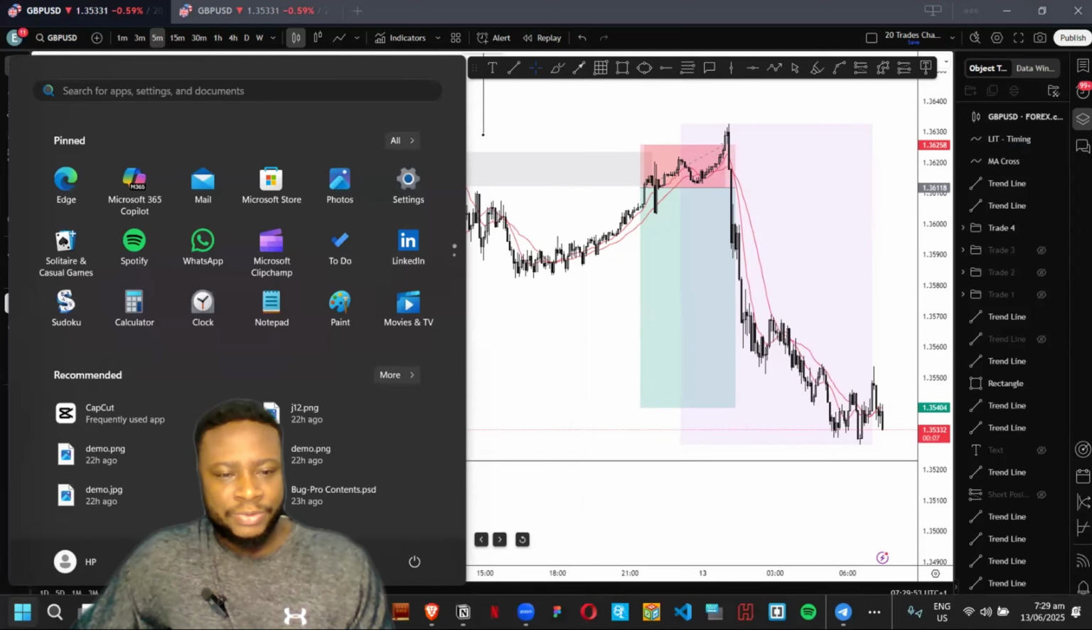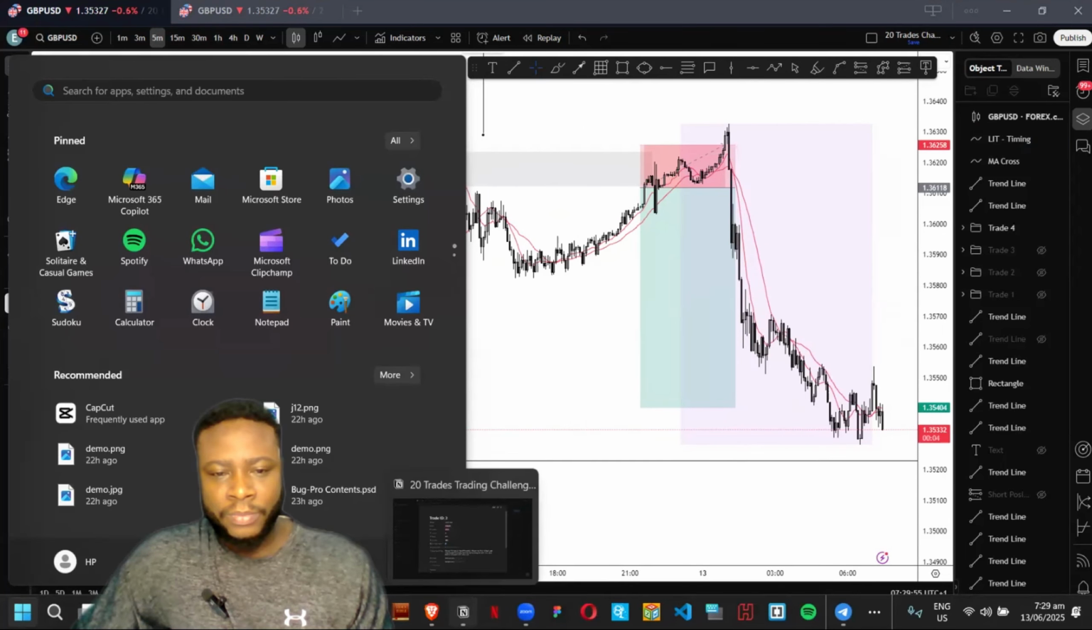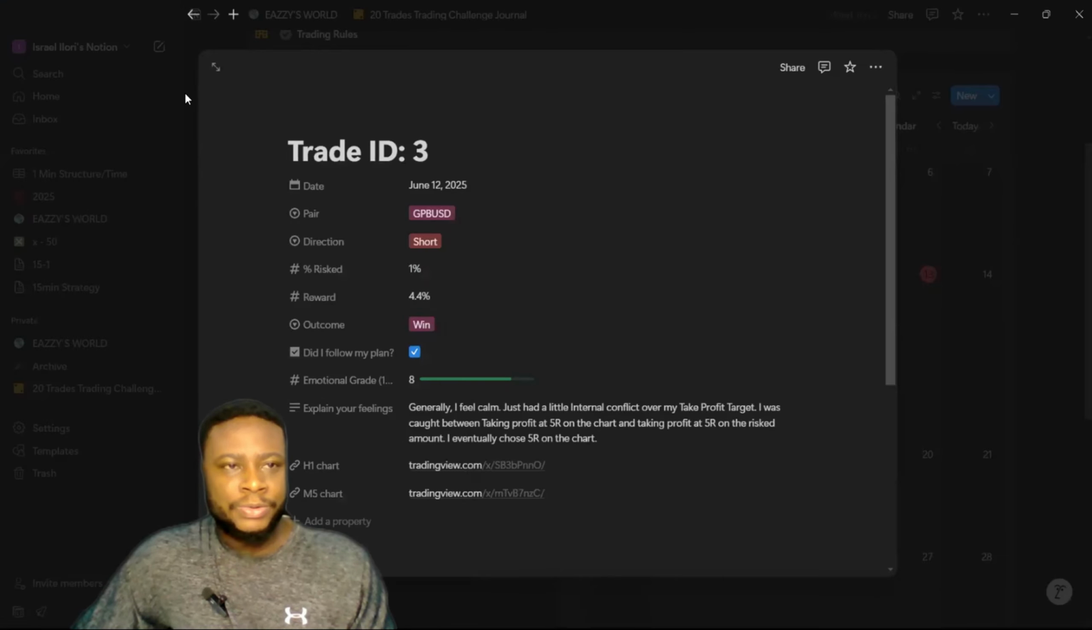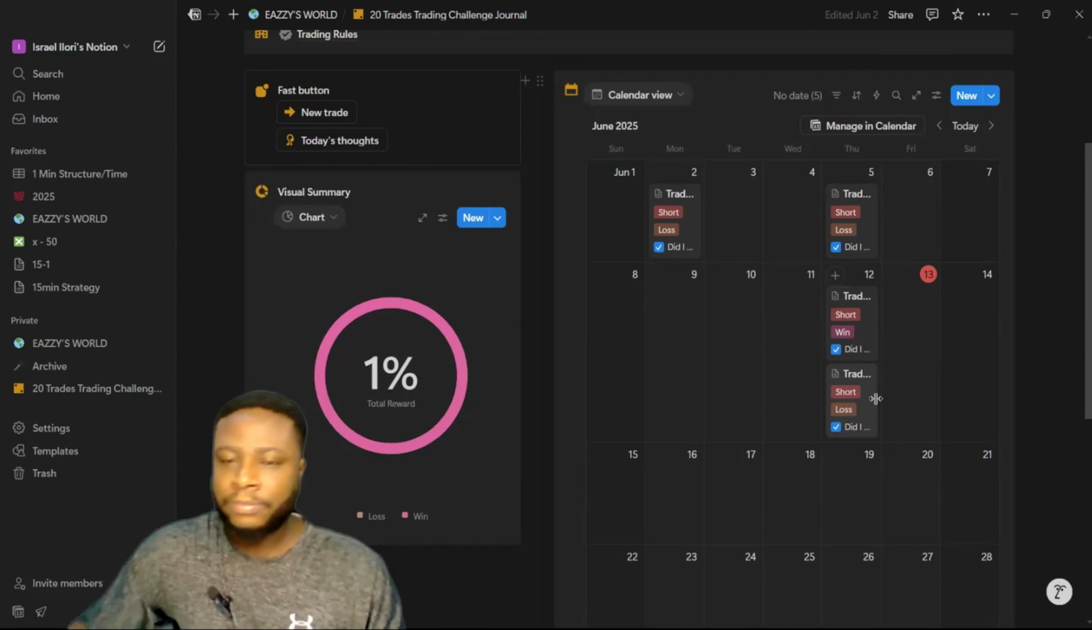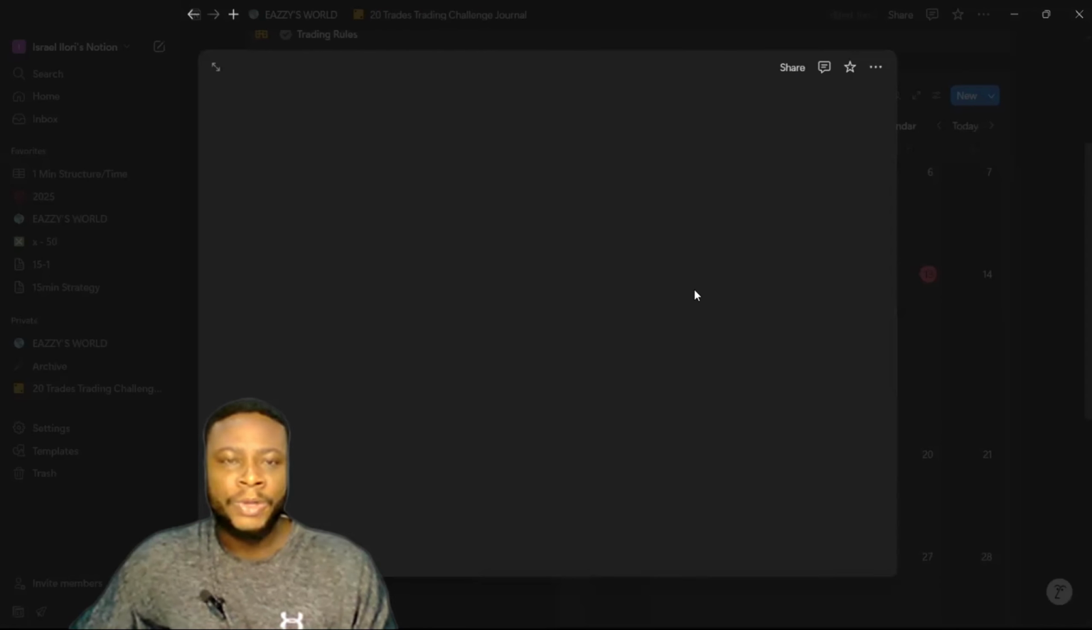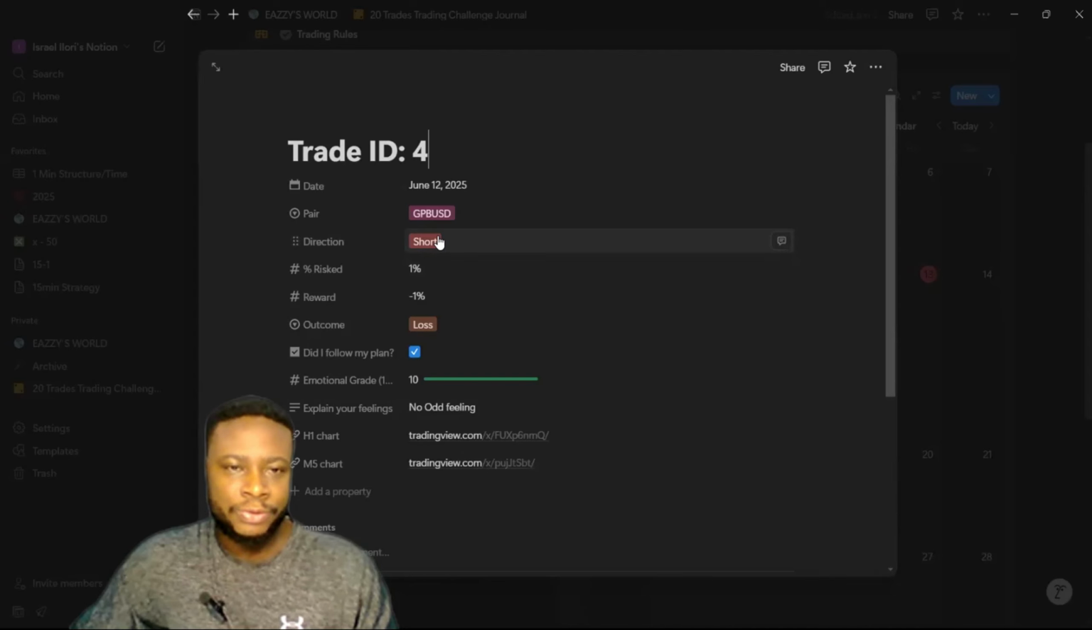Now let me take you to the journal. For the journal, this is trade 4. On trade 4, you can see it was also a short position.